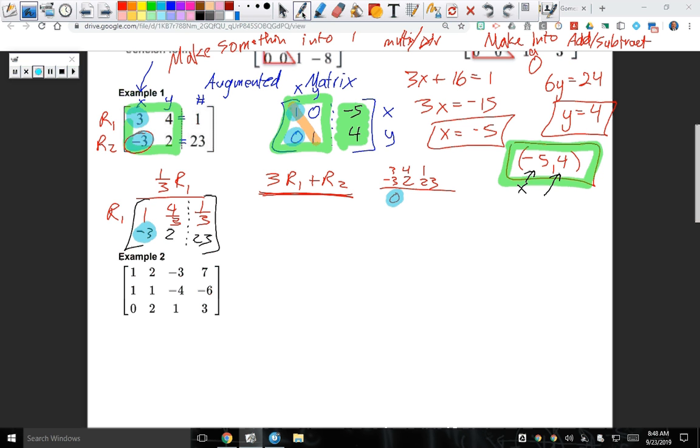So when I do this, what will the 4 plus 2 equal? 6. And what will the 23 plus 1 equal? 24. So what we're going to do right now is show that this operation ended up making the second row, per se, 0, 6, 24. Everything else stayed the same. 1, 4/3, and 1/3.